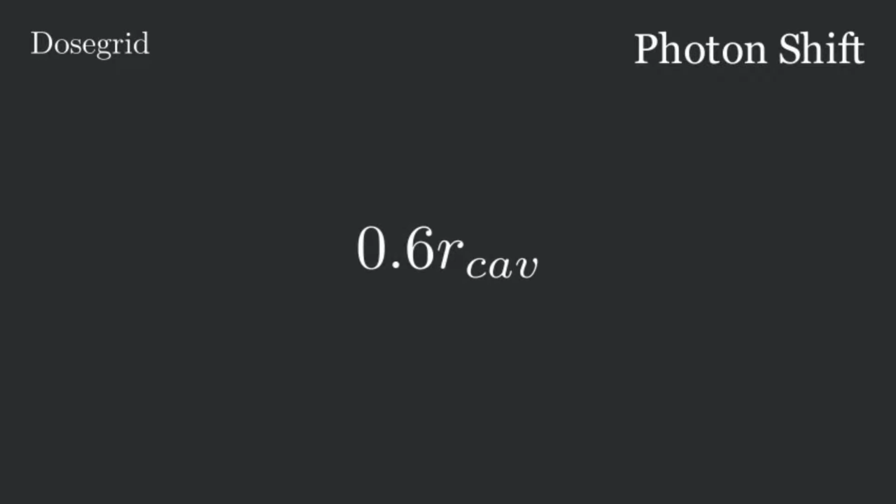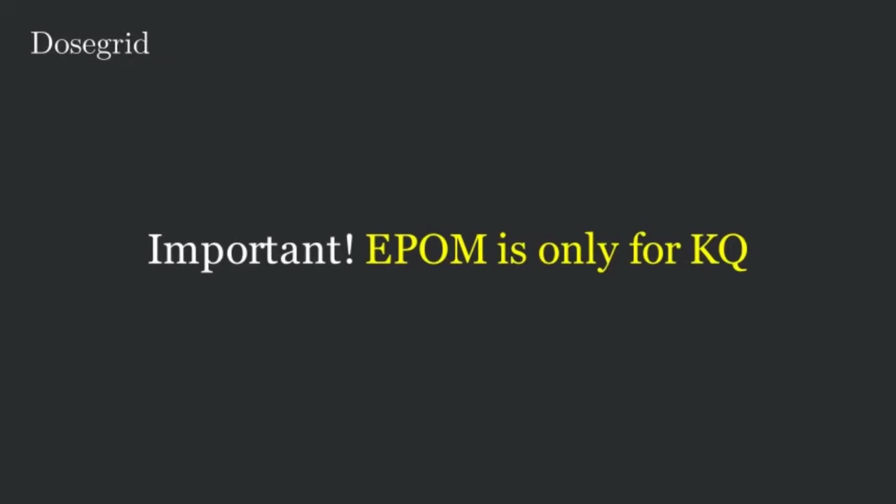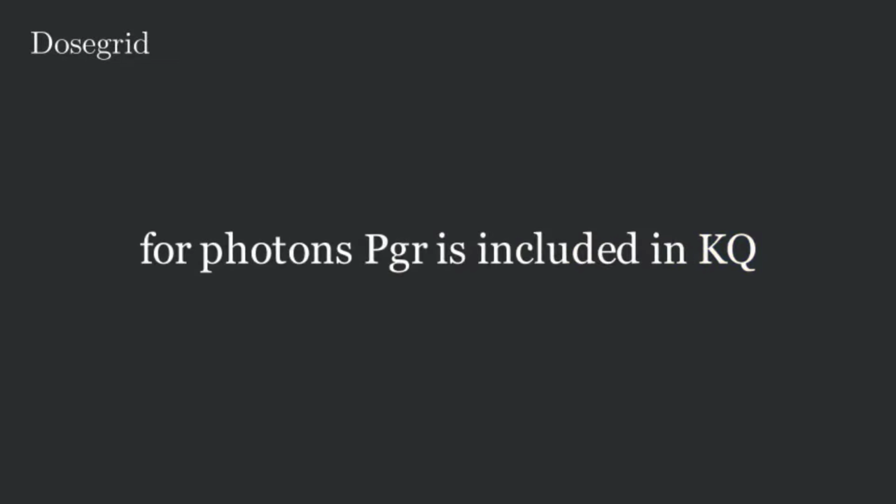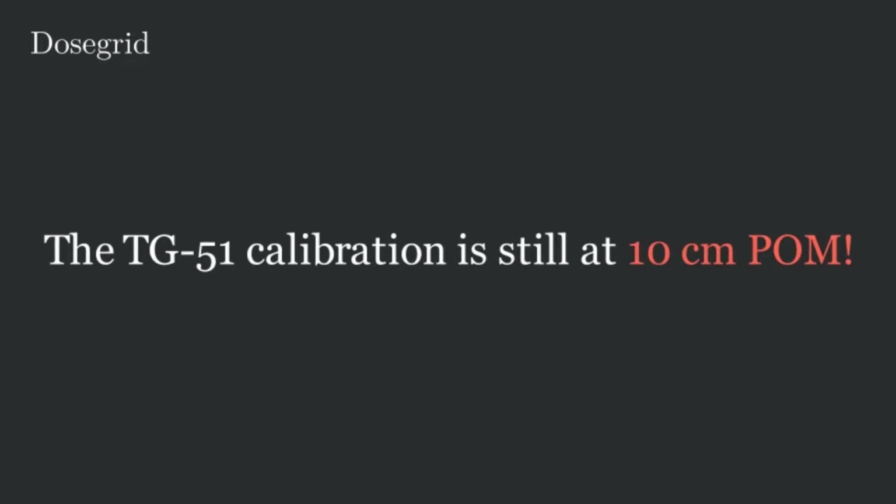For photons, it's 0.6 times the radius of the cavity. For electrons, it's 0.5 times the radius of the cavity. And remember, we only shift when we're measuring KQ. We do not shift when we're actually performing the measurements for photons. The TG-51 calibration is still at 10 cm point of measurement.